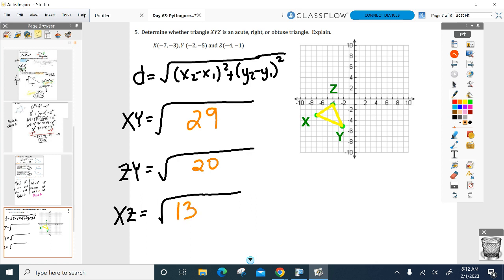Good. All right, now how do we figure out if it's acute, right, or obtuse? We plug it into the Pythagorean theorem and see how the sides compare. First thing, can we figure out what are the two smallest sides? Because that's going to be a and b. What are the two smallest sides up here? Square root of 13, so ready? Square root of 13 squared, a squared, plus the next smallest side, square root of 20 squared. How does that compare to square root of 29 squared?